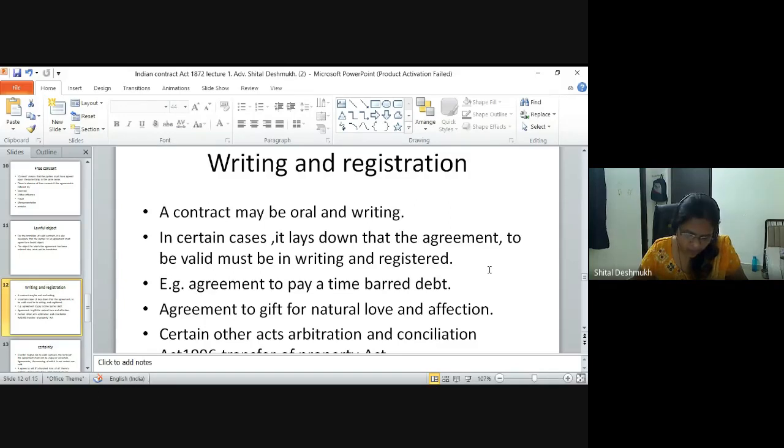Then we have another element, which is writing and registration. According to the Indian Contract Act, a contract may be oral or it may be in writing, but in certain cases, it lays down that the agreement, to be valid, must be in writing and registered.